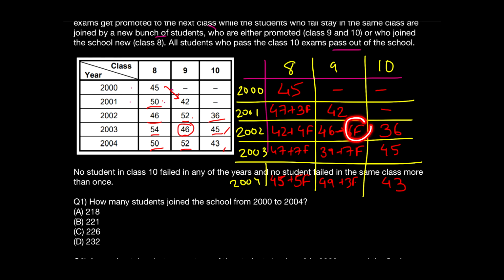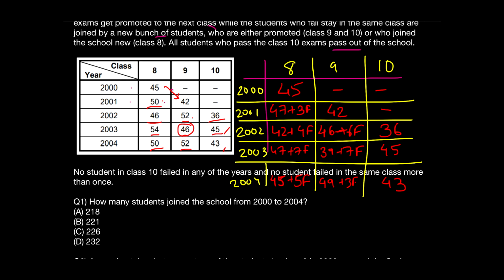42 minus 36 is 6 students failed in class 9, and I know that the class 9 data says in 2002 that there are 52 students admitted. So 52 minus 6 will give me 46. So 46 were the new joinees in standard 9 and 6 were the failed ones.